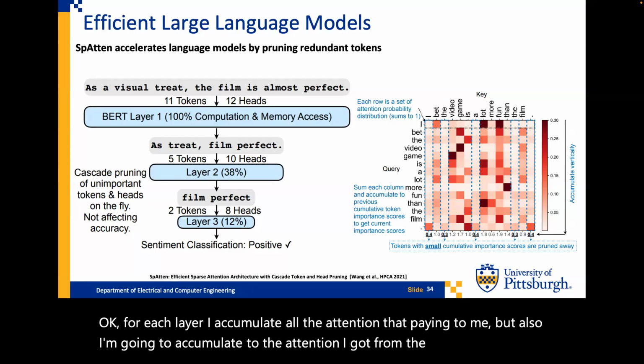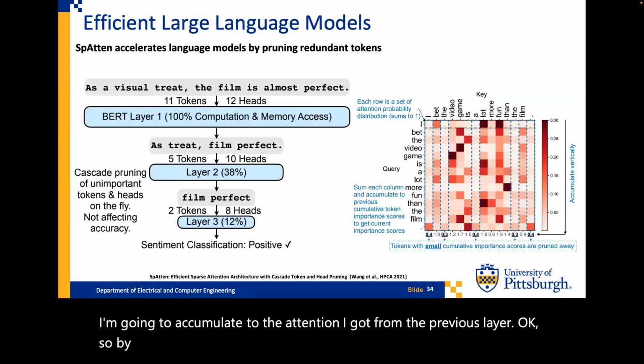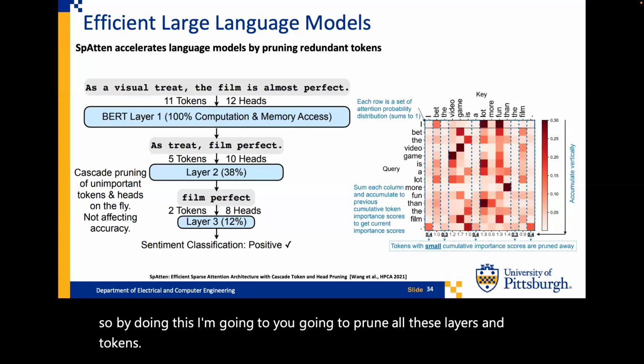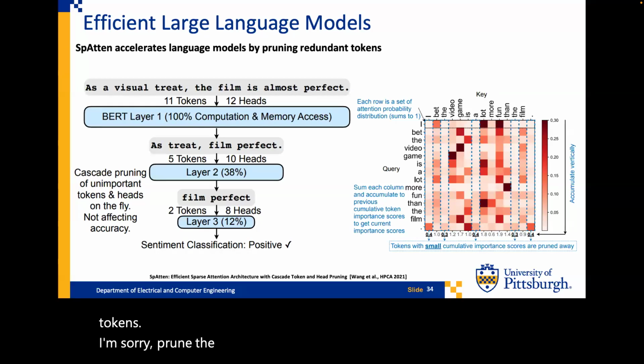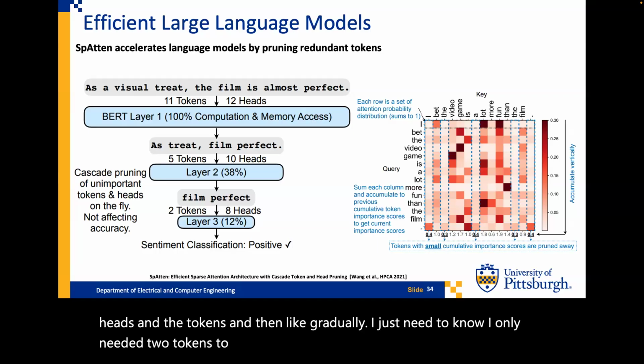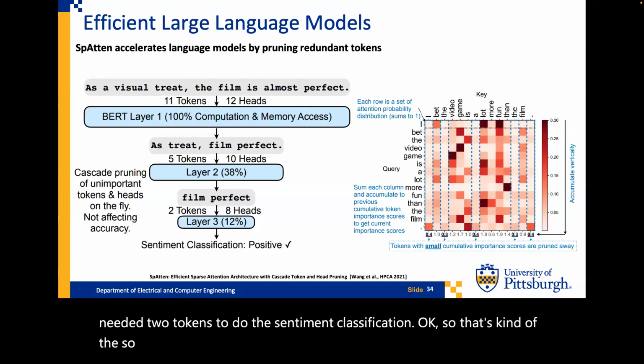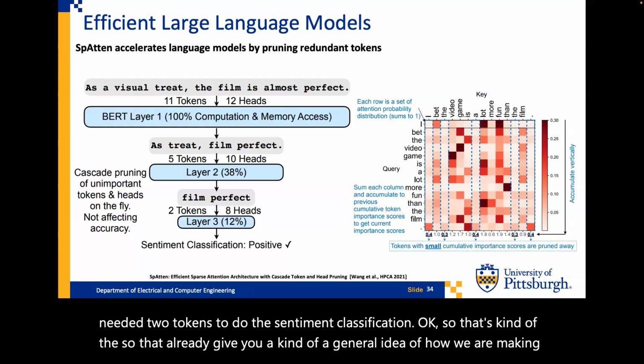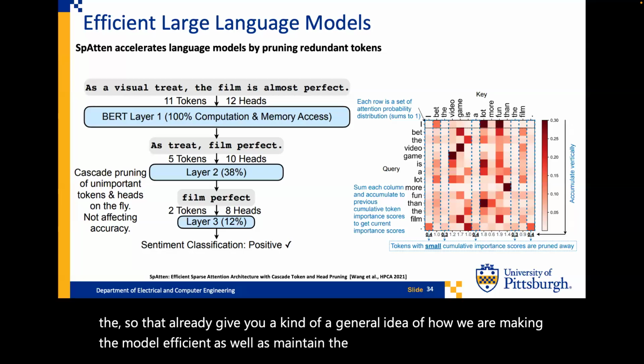Okay, so by doing this, I'm going to prune the tokens and the heads, not the layers. The attention heads and the tokens, and gradually I only need 2 tokens to do the sentiment classification. So that already gives you a general idea of how we are making the model efficient as well as maintaining the accuracy, right? So that could give you a sense of it.